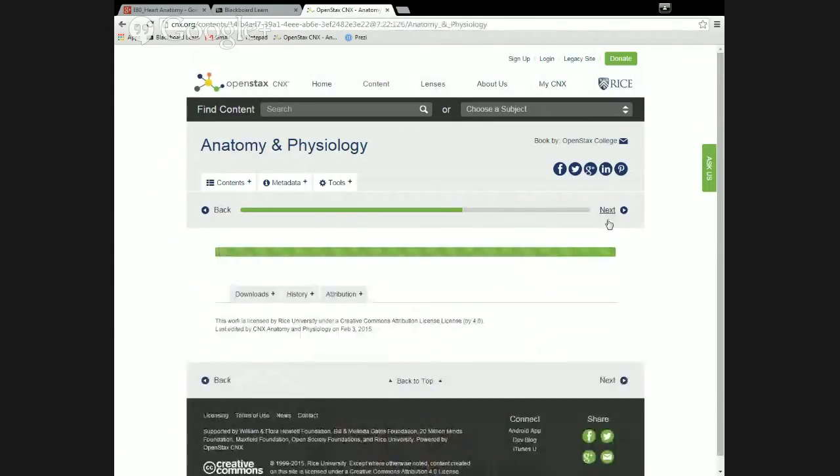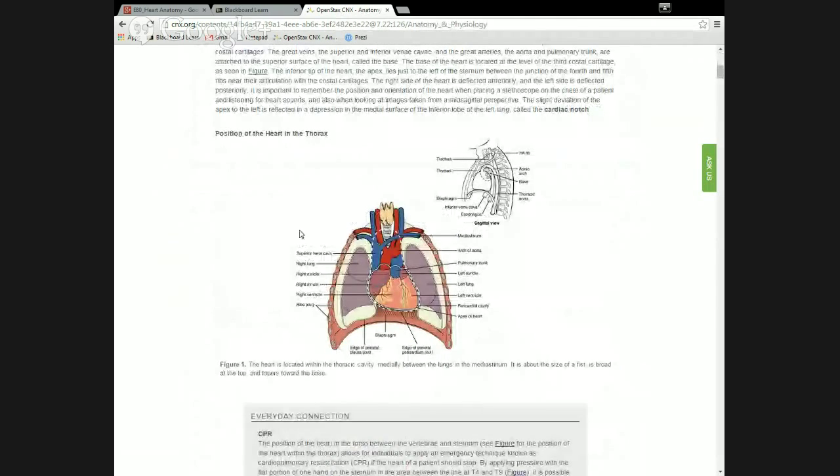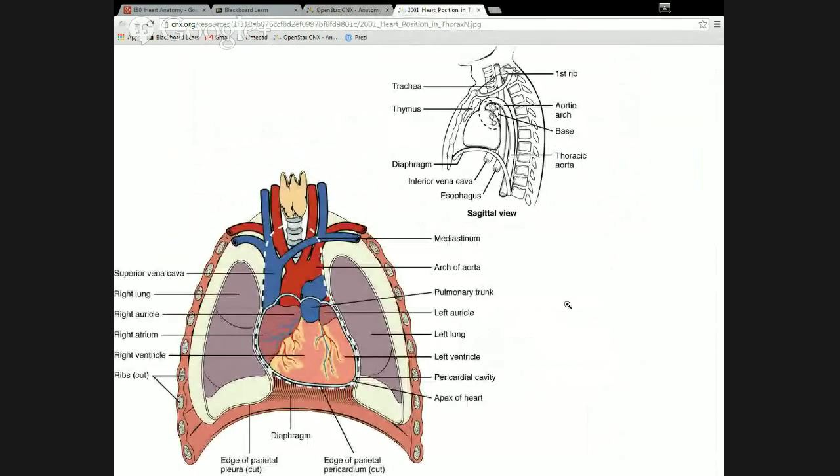The heart. The first thing we want to think about is its anatomy: where it's located, and a little bit about its structure. It's located in the thoracic cavity. The space between the two lungs is referred to as the mediastinum. There's more than just the heart in the mediastinum, but that's where this is.